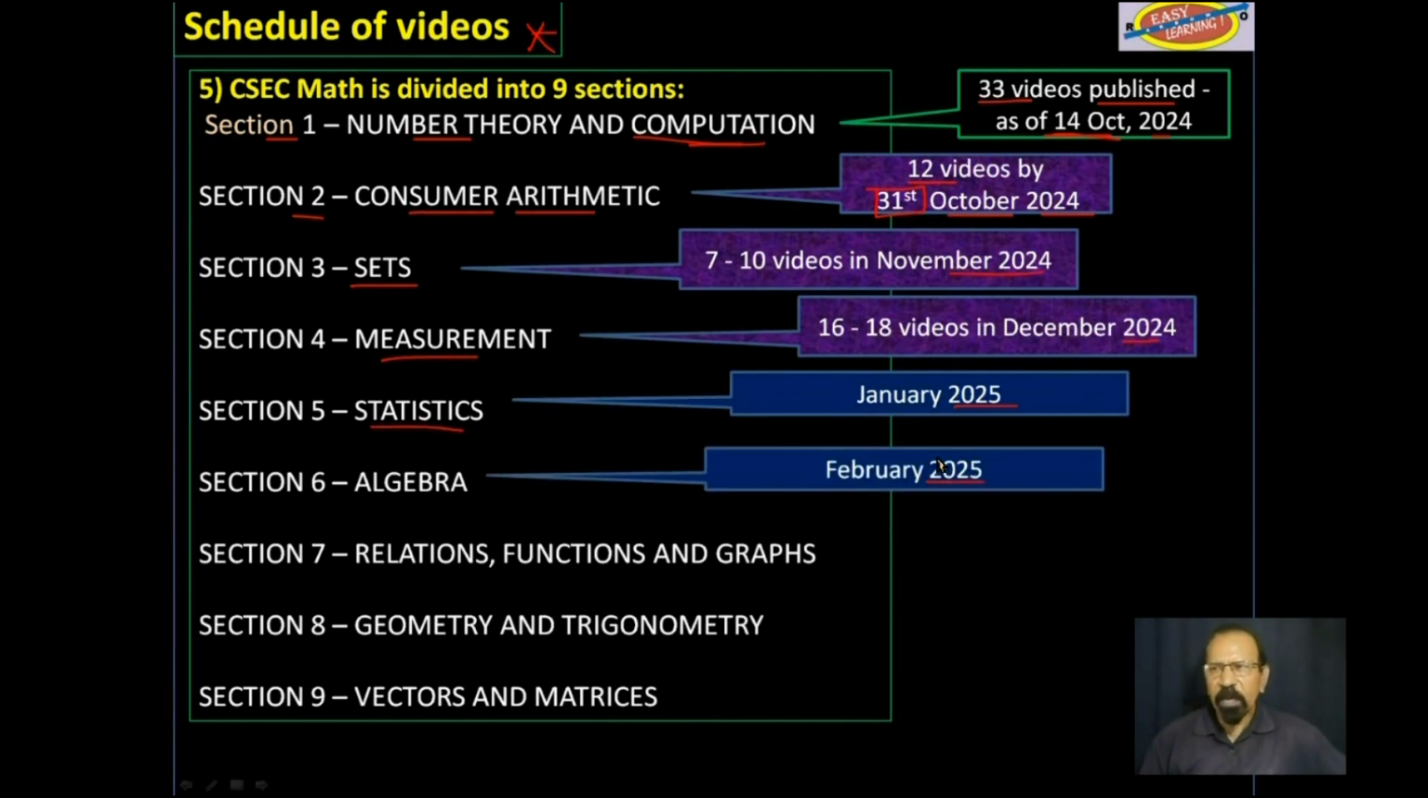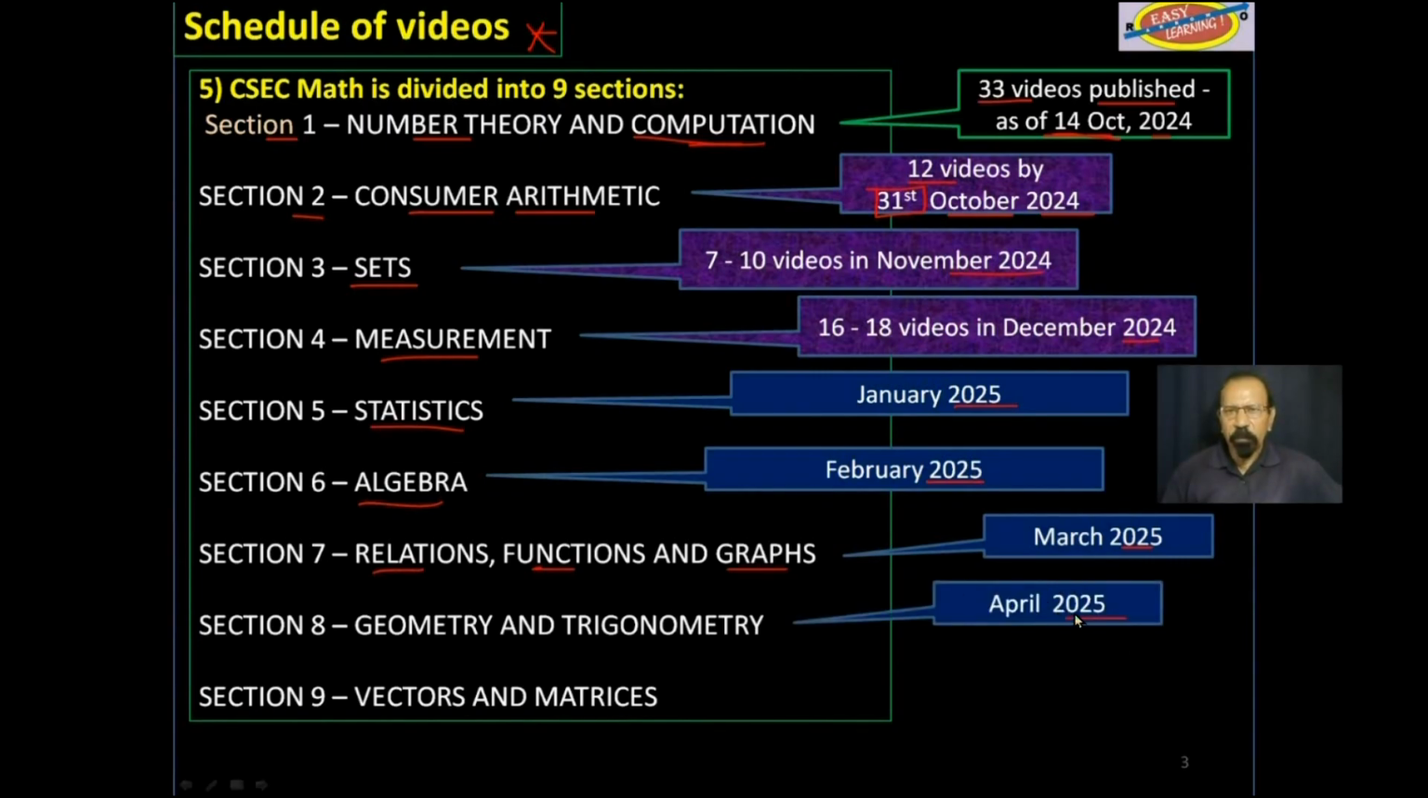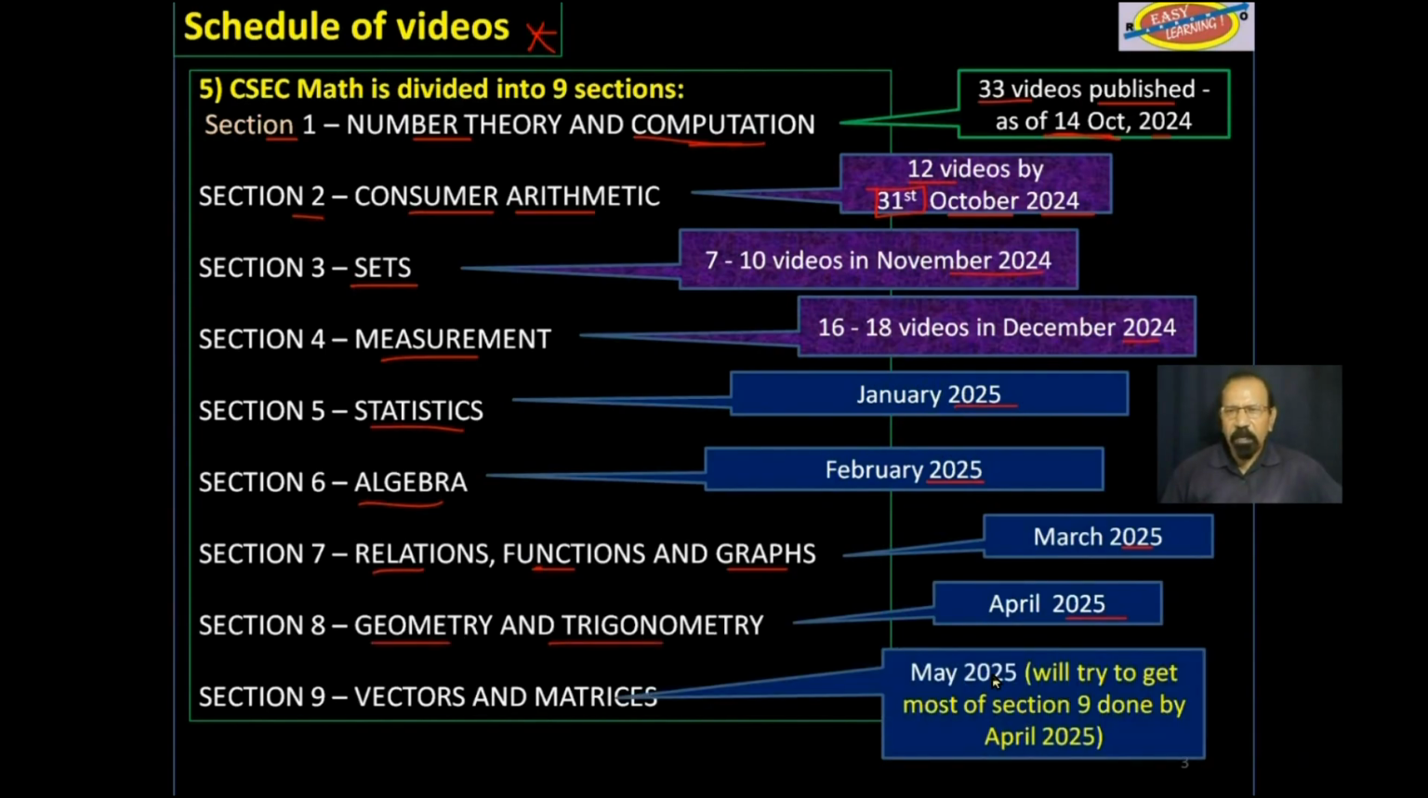January 2025, statistics. February 2025, algebra. March 2025, relations, functions, and graphs. April 2025, geometry and trigonometry. And finally, by mid-May 2025, hopefully, vectors and matrices. And that will cover all the objectives in this syllabus in 1 year.